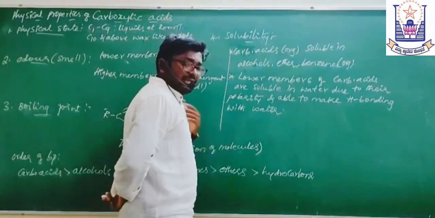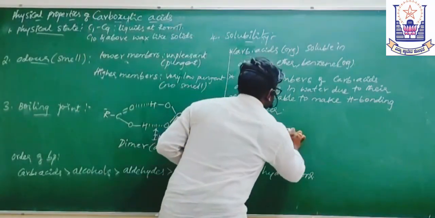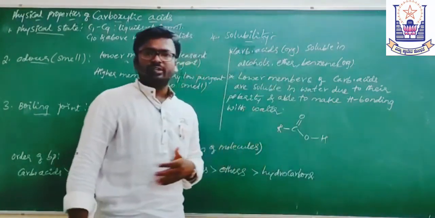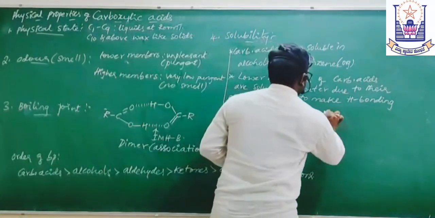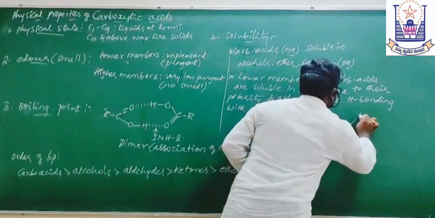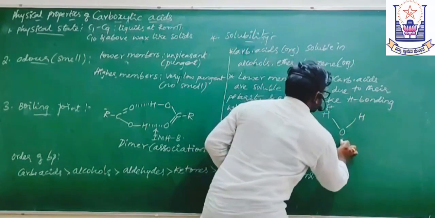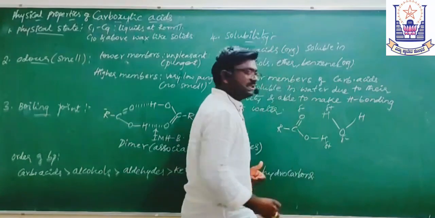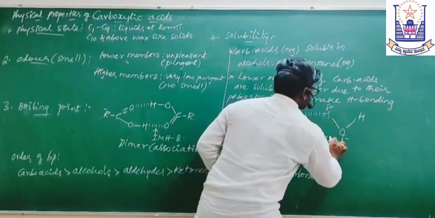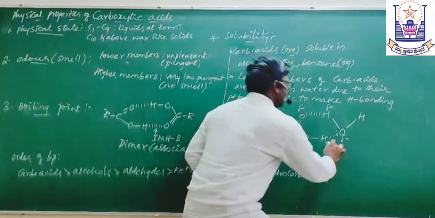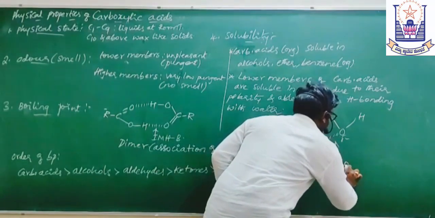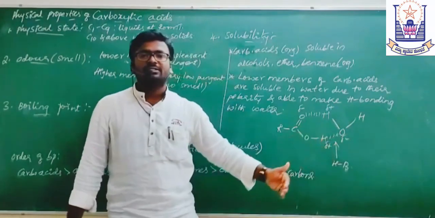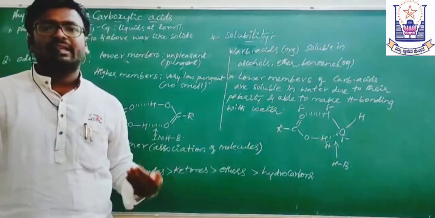Okay, let us take a general one. C double bond OH. Let us see how it is going to dissolve in water. Take H2O. This is a polar one, delta plus, delta minus. This is a polar one, delta minus, this is delta plus. Okay, these will make the hydrogen bondings like this. Okay, this is hydrogen bonding between the carboxylic acid and the water. This property makes the carboxylic acids soluble in water.